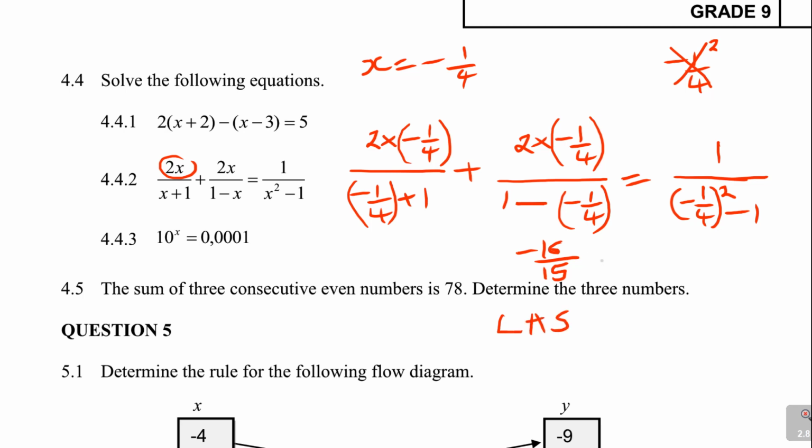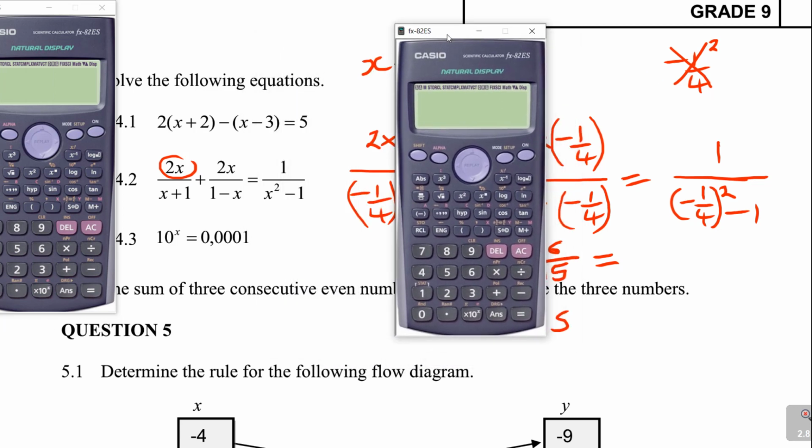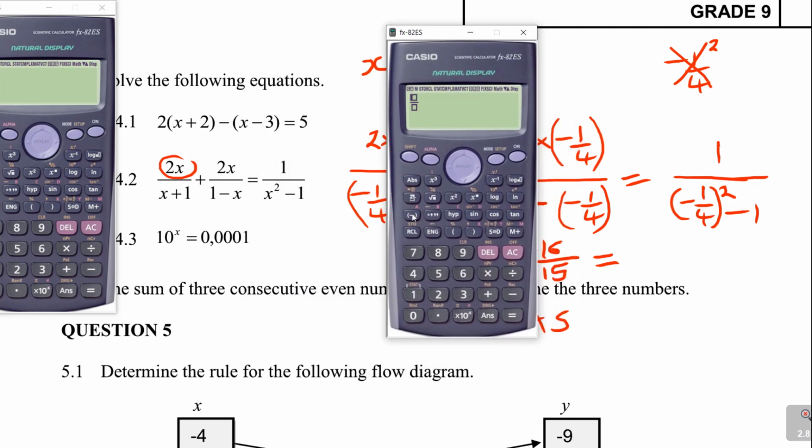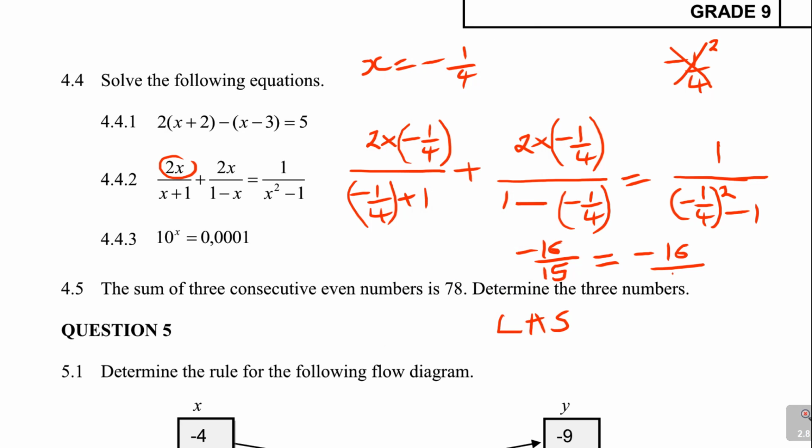Let's go to the right hand side. Equal to, do the same thing. Have your calculator ready, and then work out the next one. Sorry about that, they've got 2 calculators there. Look, it's 1 over, and then again I put my bracket, negative 1/4, and this one is squared minus 1. Let's simplify that. Equal to negative 16/15. So this is my right hand side.